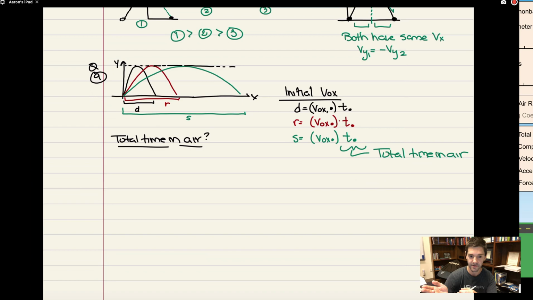The time in the air is the amount of time it takes for the ball to go up and then come back down to my hand. It might be moving in the horizontal direction while it's doing that, but the time it's in the air is determined solely by what's going on in the vertical direction.